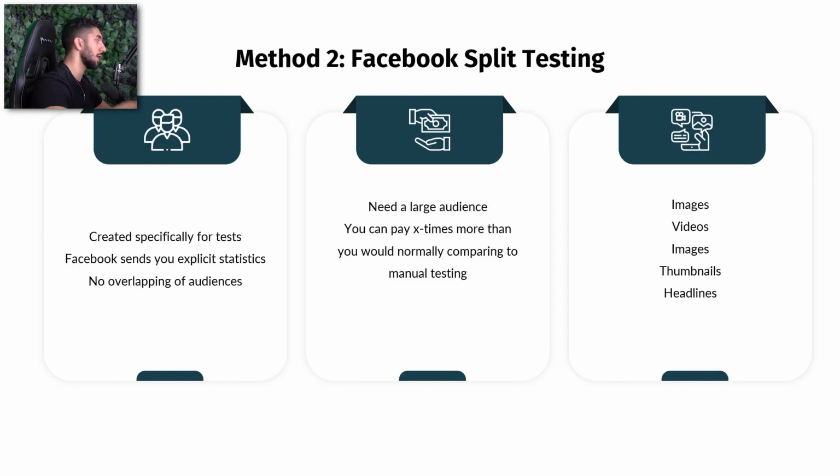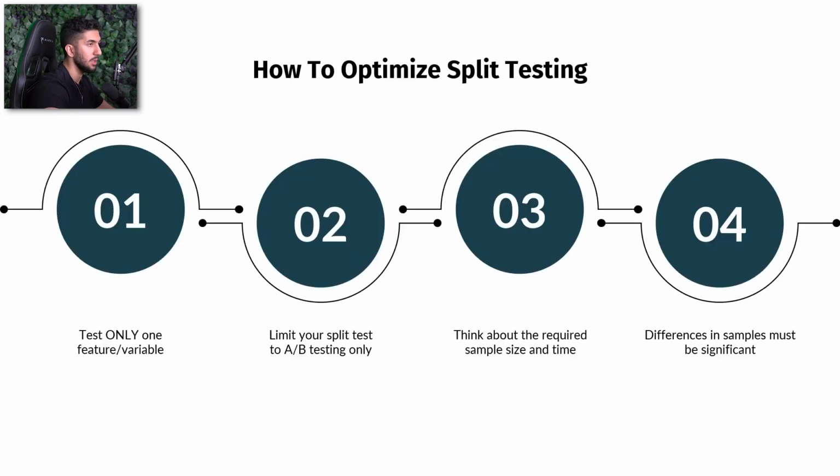So with this, you just give the money to Facebook and basically they will test it. So let me just explain. Great, especially for tests. Facebook sends you explicit statistics. No overlapping of the audiences, right? Need a large audience, you can pay X times more than you would normally compared to manual testing, right? Because Facebook will test everything for you and you will not do anything. So that will be images, videos, thumbnails, headline. They will mix everything, guys.